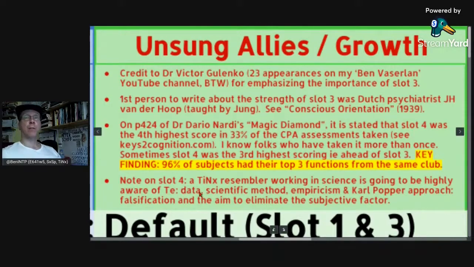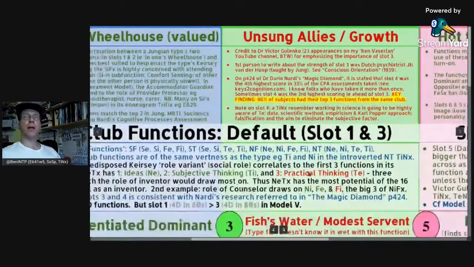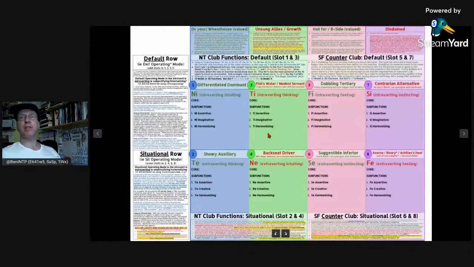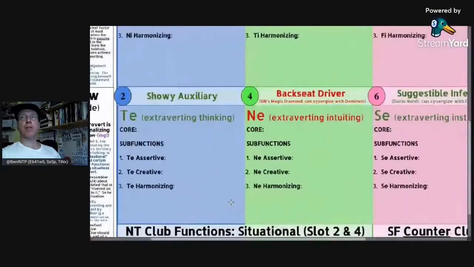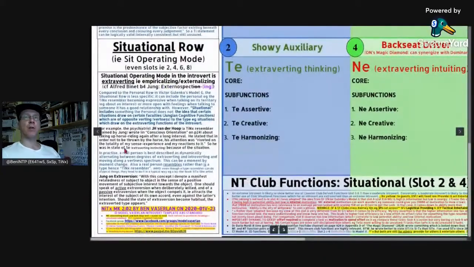Note on slot four: a 10X resembler working in science is going to be highly aware of TE, data, scientific method, empiricism and the Karl Popper approach, falsification and the aim to eliminate the subjective factor. Unsung allies can aid the INTJ to develop its strategic building intellect. So, as a backseat driver function, it's also a situational function.